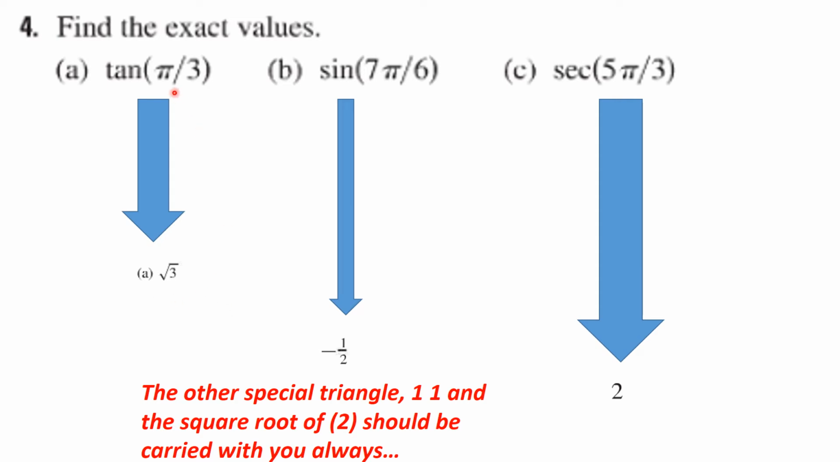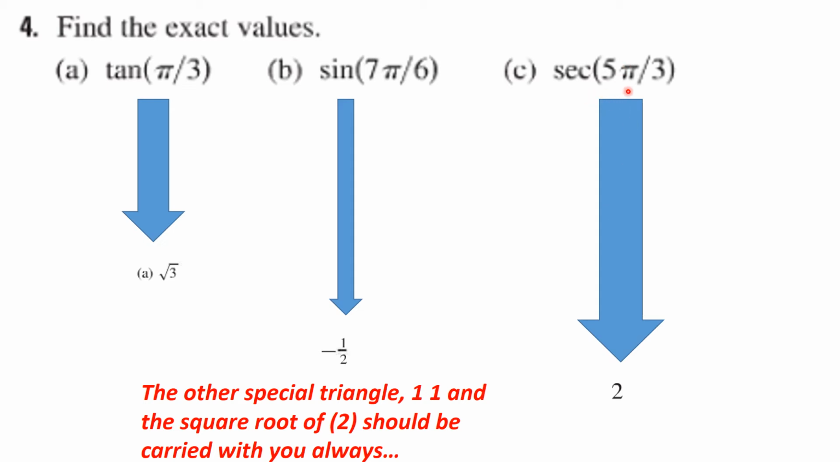This is going to be a 30, 60, 90 special right triangle. And this is in the first quadrant, so the answer is going to be the square root of 3. This is going to be a 30-degree angle in the third quadrant. And from what you know about the special triangle and trig functions, this is going to be minus 1/2.